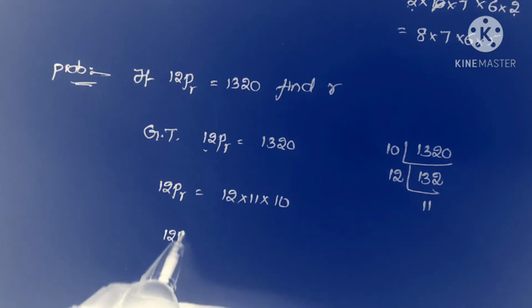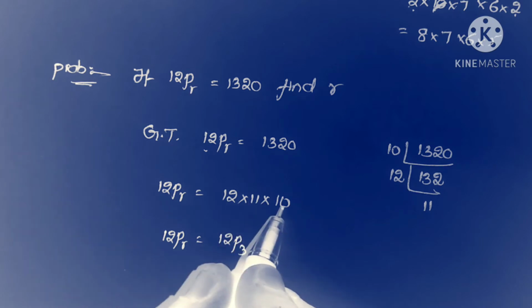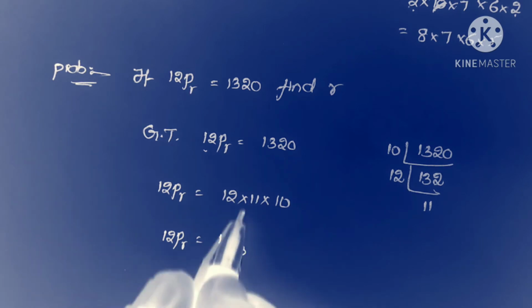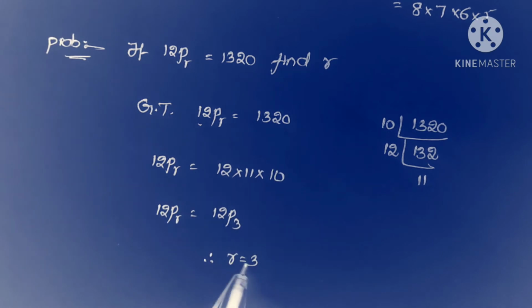And this is equal to 12PR is equal to 12P3. What is the 12 into 11 into 10 value? 12P3 is equal to this value. By comparing these two values we get R is equal to 3.